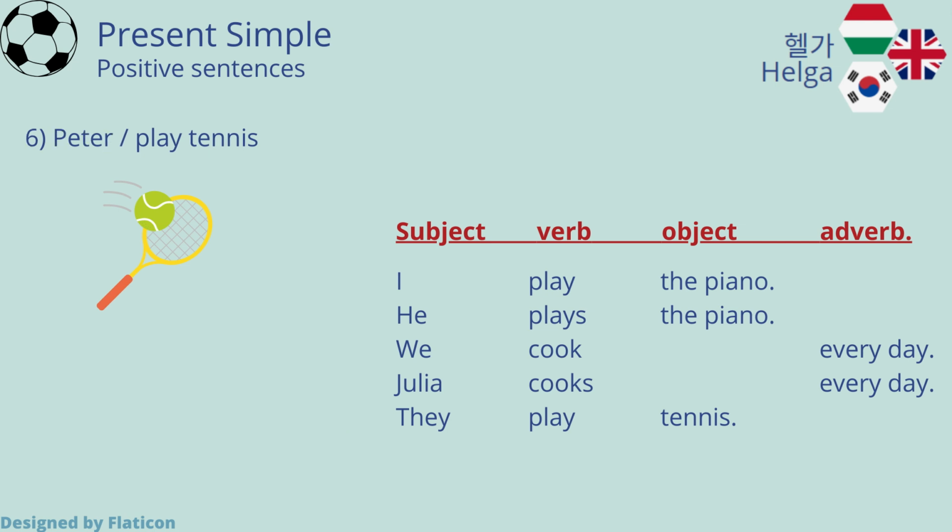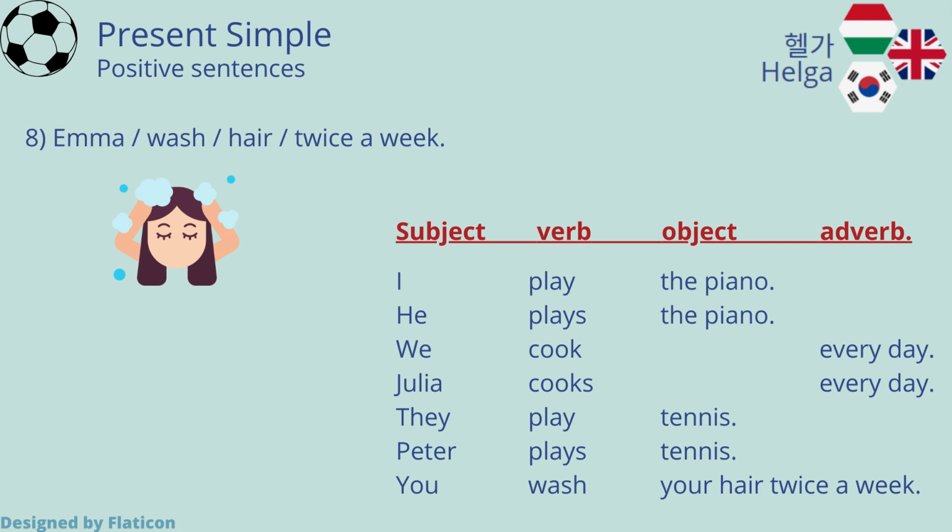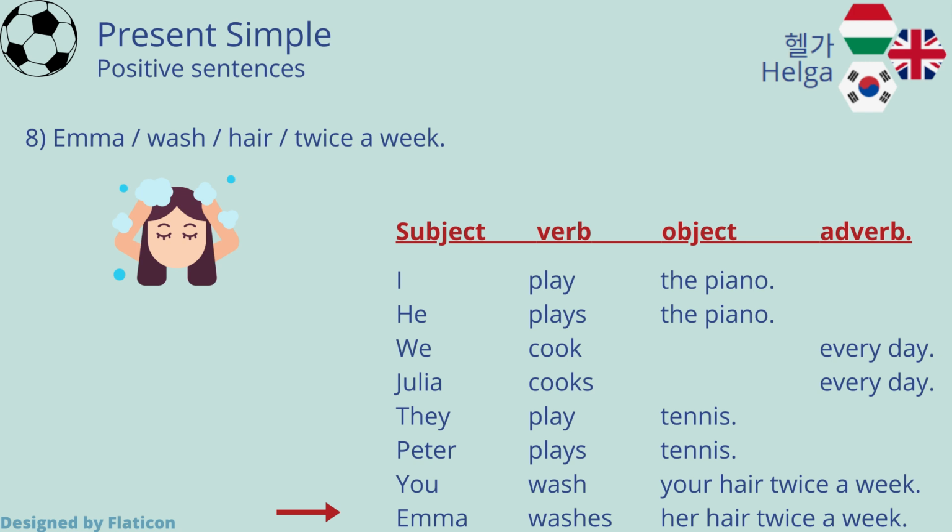Number 6. Peter plays tennis. Number 7. You wash your hair twice a week. Listen and repeat. You wash your hair twice a week. Number 8. Emma washes her hair twice a week. Emma washes her hair twice a week.